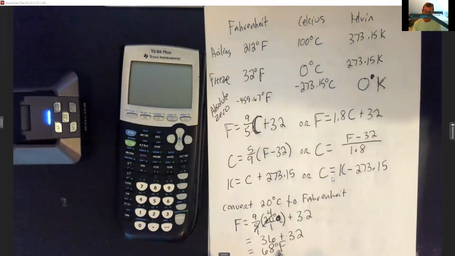That's almost room temperature for me, right? 68. I like it about 68, 69. So I know I like it around, what, 20 degrees Celsius in my house.